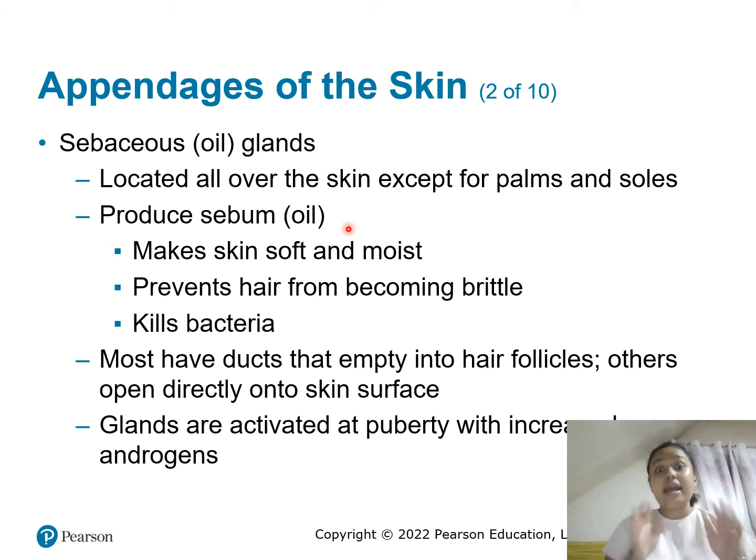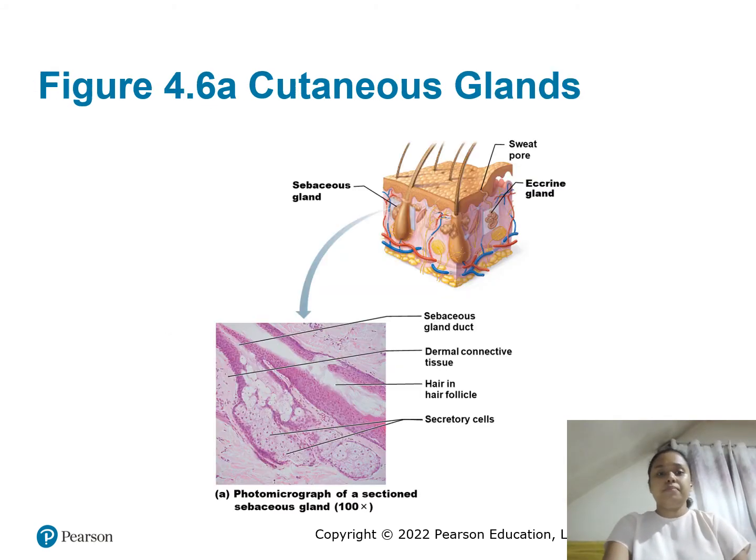So you don't get oily. But actually, oils in our body are not that bad because the sebum makes our skin soft and moist. It also prevents the hair from being brittle and kills bacteria, actually. Your sebaceous glands mostly have ducts that empty into the hair follicles and others open directly to the skin surface. The glands are activated at puberty with increased androgens, your hormones. When you went through puberty, you became a little bit oilier than usual, and then the acne started coming out because it's activated by your hormones.